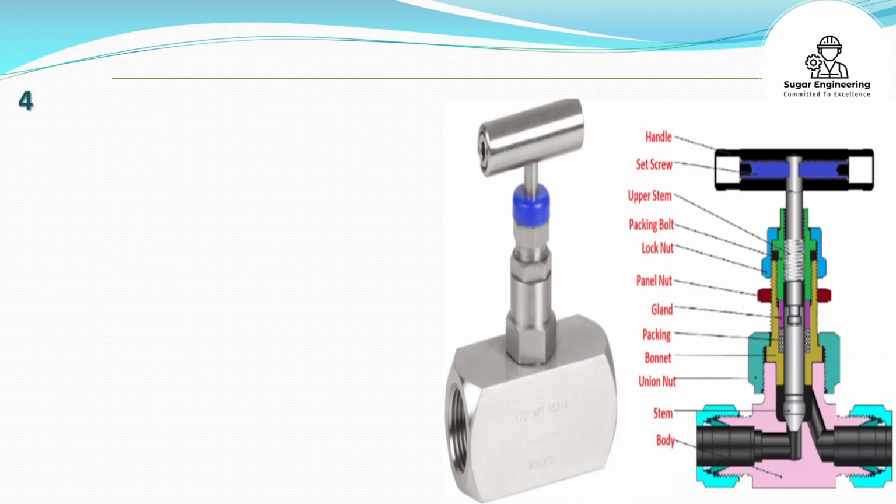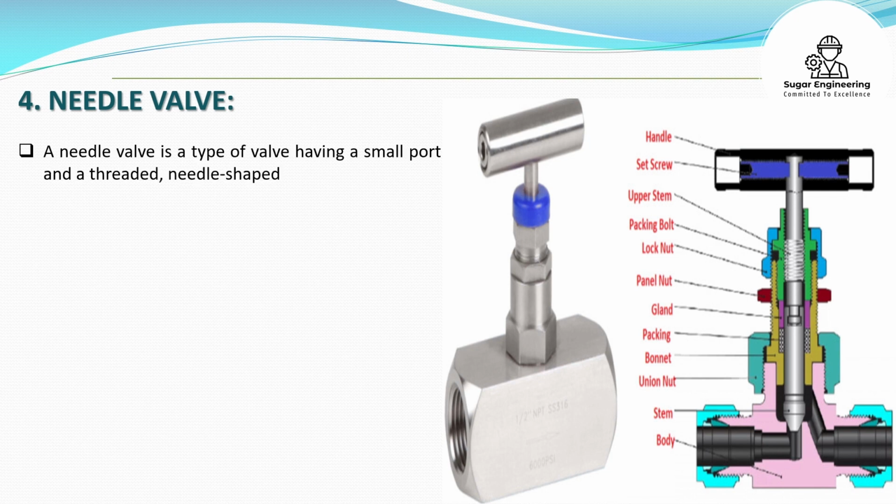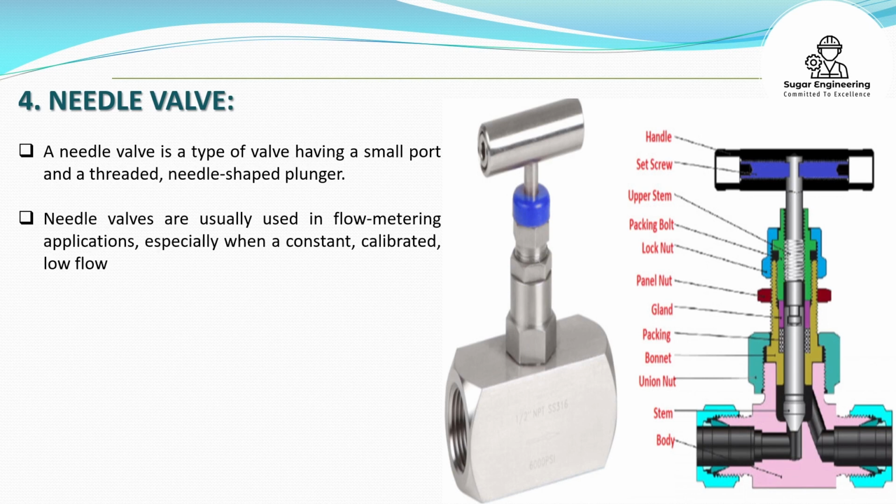Four, needle valve. A needle valve is a type of valve having a small port and a threaded, needle-shaped plunger. Needle valves are usually used in flow metering applications, especially when a constant, calibrated, low flow rate must be maintained for some time.